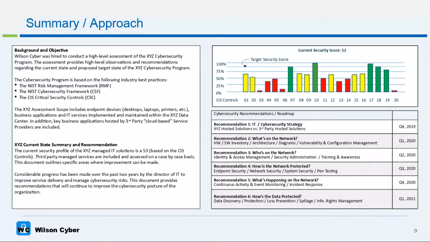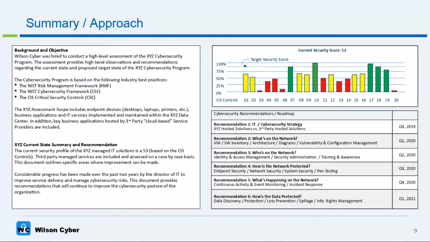Considerable progress has been made over the past 2 years by the Director of IT to improve security delivery and manage cybersecurity risks. And this document provides recommendations that will continue to improve the cybersecurity posture of the organization, and those recommendations are included in the POAM, the Plan of Action and Milestones.